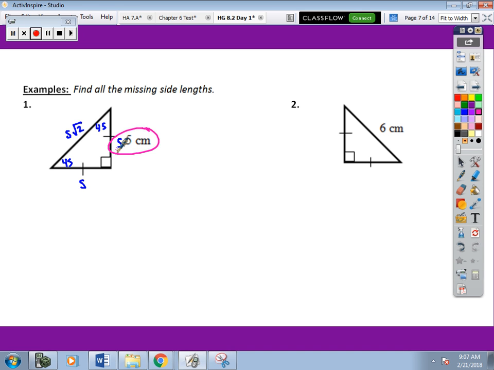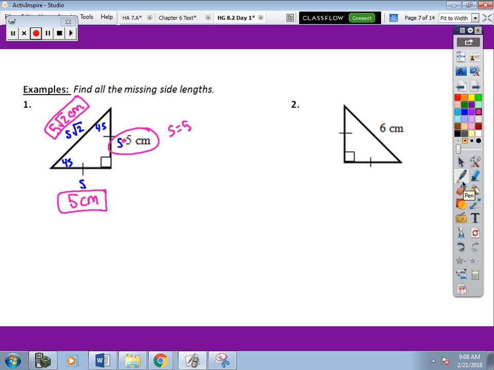So you're going to take the side they gave you and put an equal sign between the variable and the number. So s equals 5. Then all you have to do is take the 5 and plug it in around the sides. So this would be 5 centimeters, and this would be 5 root 2 centimeters. If they don't have variables, you can just write it on the picture. So 5 centimeters, 5 centimeters, 5 root 2 centimeters.